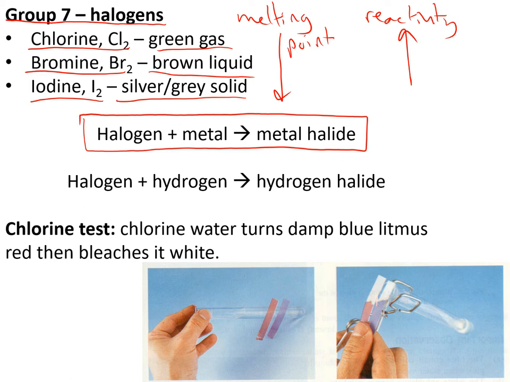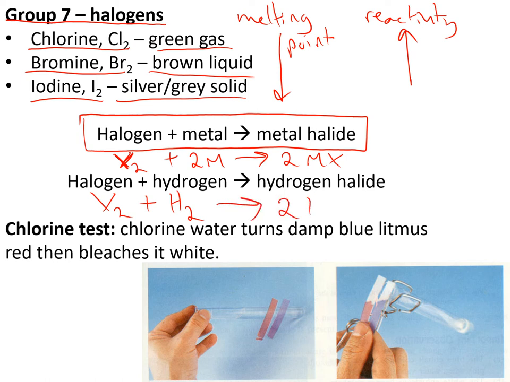And the equation for that is really simple. Let's call the halogen X. We're going to make it X2 because they're all, you know, Cl2, Br2, I2, so we call it X2. Plus M for metal, we'll make it two of them. Makes two lots of MX, so it's a really straightforward reaction. With hydrogen, they react in a similar way. Okay, so this time halogen and hydrogen is going to make a hydrogen halide. So we're going to have X2 for our halogen again, H2 for hydrogen, and it's going to make two HXs.